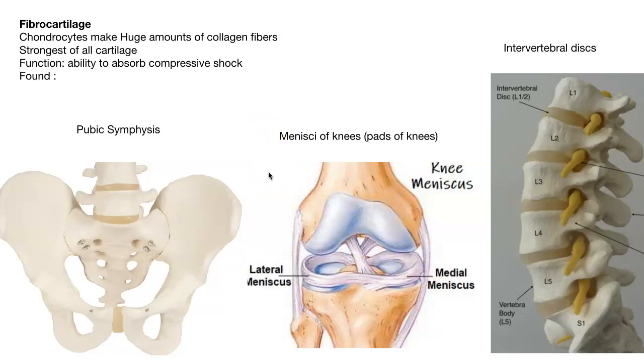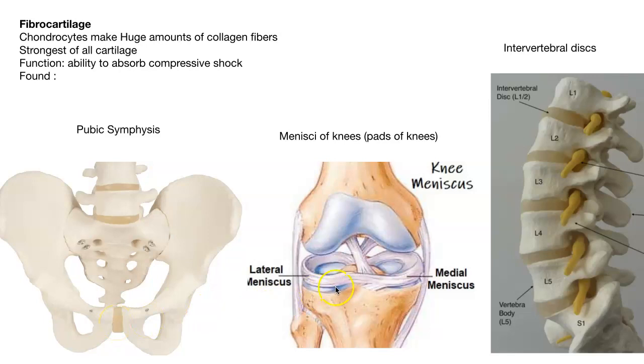It's very strong. Where do you find it? Well, the pubic symphysis. You know where the pubic area is. Right here we have a hip bone here and a hip bone here. Here we have fibrocartilage that is holding these two pubic bones together. Very, very strong. You want this to be strong. You want this junction between the two hip bones to be a strong junction. So this is fibrocartilage.